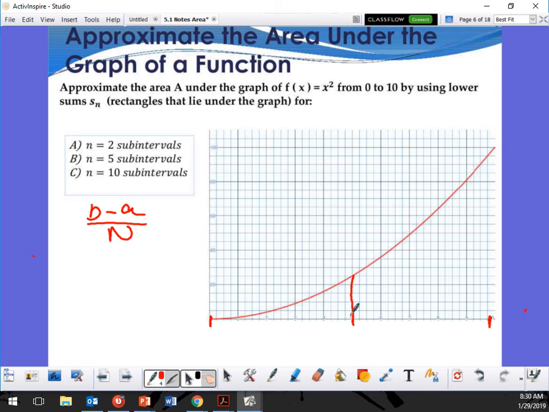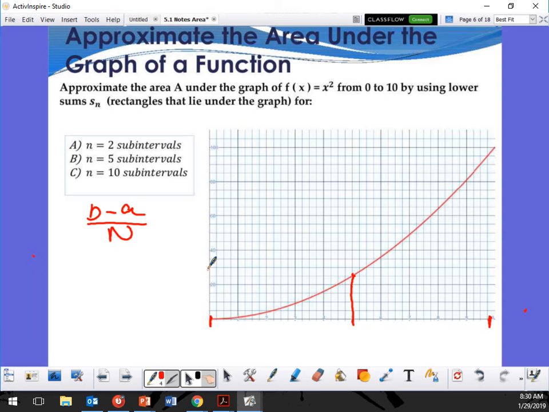So under a graph, lower sums. That means in this graph, is this going to be a left hand or right hand? Left hand, because I want the rectangles to be under the graph. If I use the right hand side, would it end up being over? Yes, because my right hand would be right here, and it would box in a lot of stuff that's not under my graph.